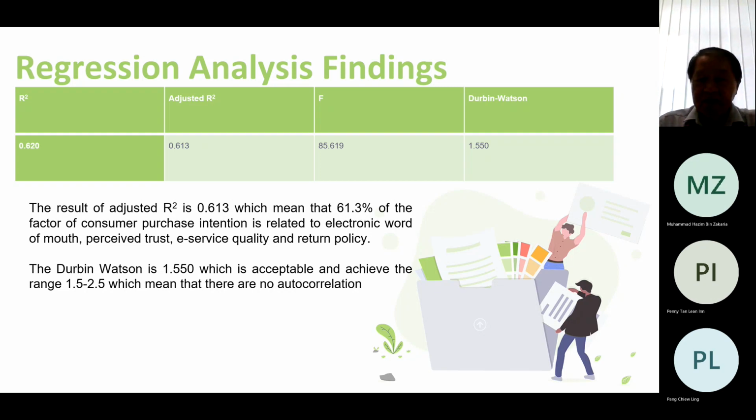Okay, then the Durbin-Watson is 1.550, which is acceptable, because the normal range for Durbin-Watson is that you must get 1.5 to 2.5. In this case, my result is 1.5, but it's in between. Therefore, in this case, there is no autocorrelation.